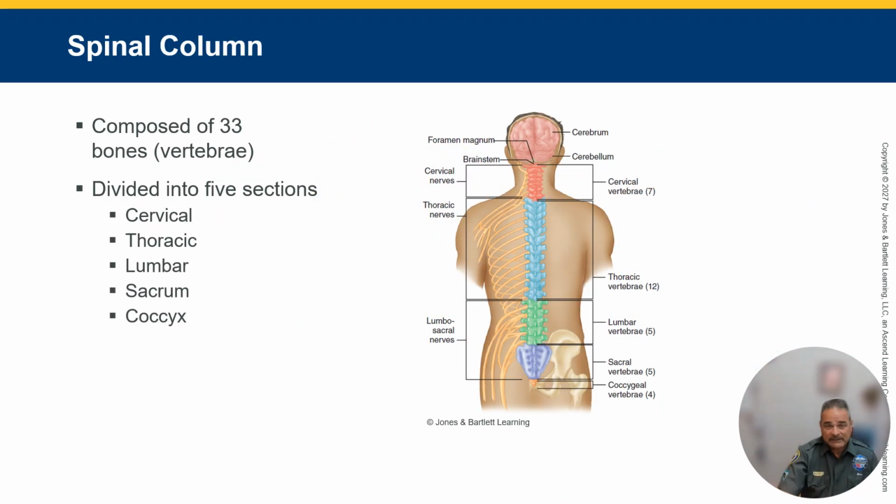All right, so the spinal column is composed of 33 bones or vertebrae. Remember we talked about vertebrae more than once. Vertebra would be one. You have 7 cervical, 12 thoracic, 5 lumbar, 5 sacral, and then 4 coccyx vertebrae.